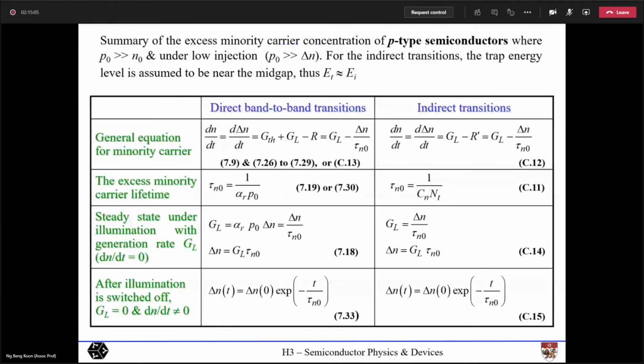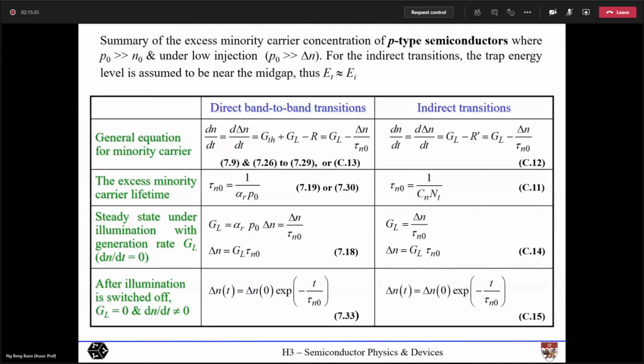Okay. Which one is not considered? On the top right, it's just GL minus recombination rate. But what about the thermal generation rate? Oh, okay. So this is okay. This is actually written where this R prime is the GTH minus R. Oh, okay. So the GTH is embedded into the R prime already. I see.